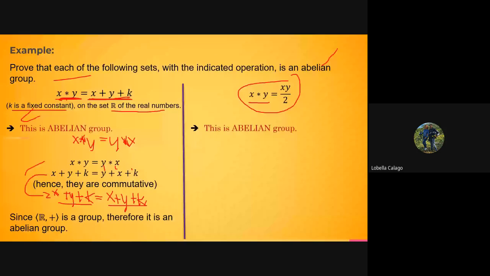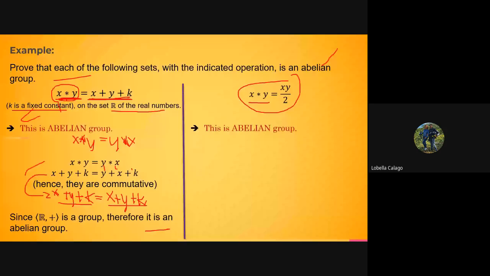nakita natin na this operation is commutative. Therefore, this is a group. Therefore, R plus. Since R plus is a group, therefore, it is an abelian group.